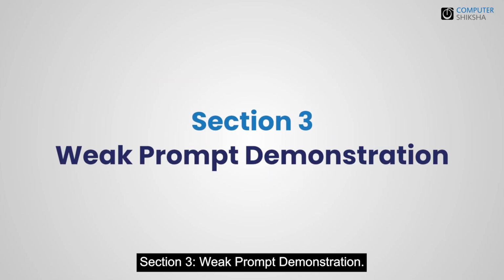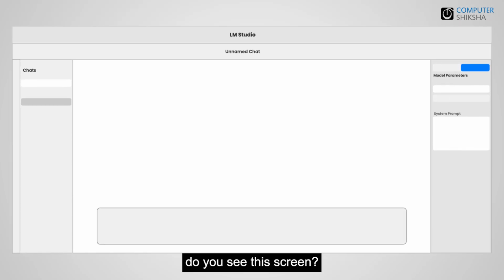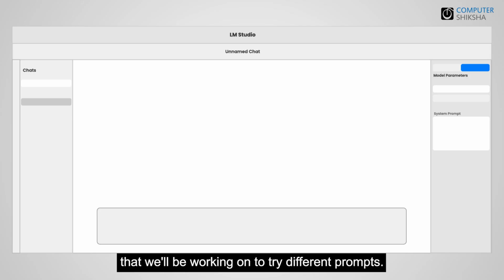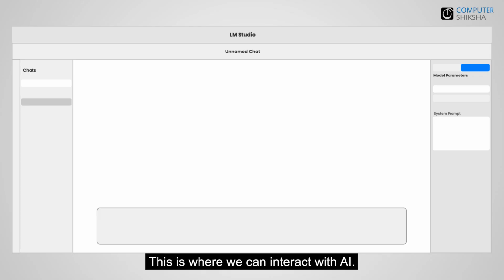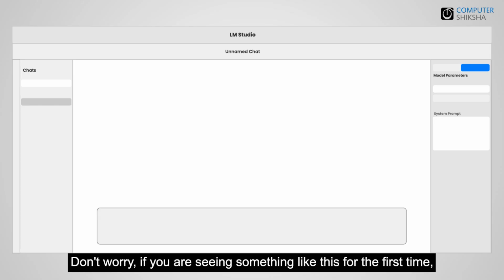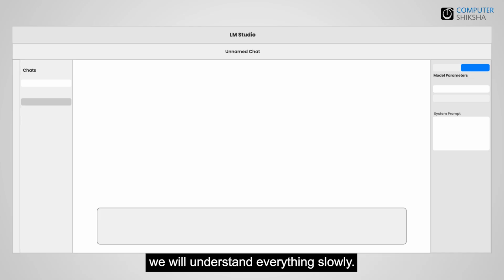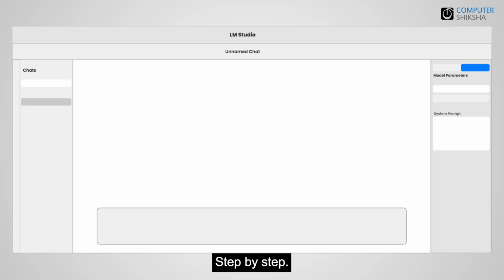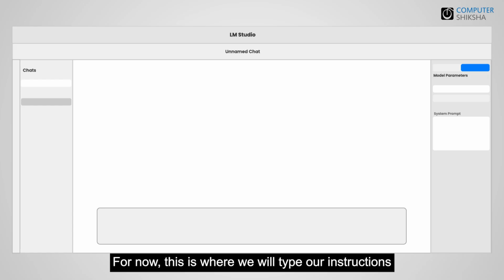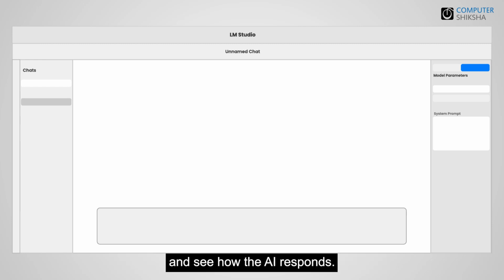Section 3. Weak prompt demonstration. Students, do you see the screen? This is the AI system that we will be working on to try different prompts. This is where we can interact with AI. Don't worry if you're seeing something like this for the first time. We will understand everything slowly, step by step. For now, this is where we will type our instructions and see how the AI responds.